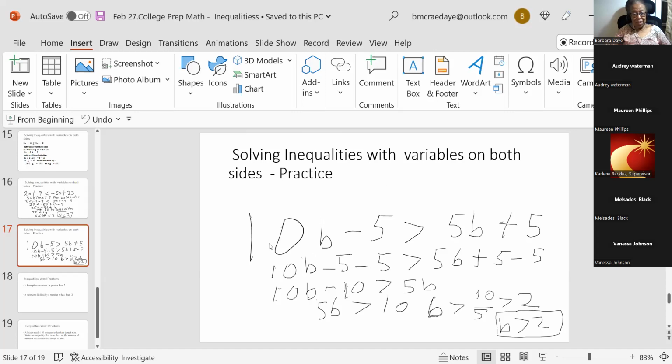I mean, just look at it. Say, I want to get my 10b, 5b combined. I want to get my minus 5, my plus 5 combined. How do I do that? Got it? Yes, ma'am. Any questions on solving inequalities with variables on both sides?